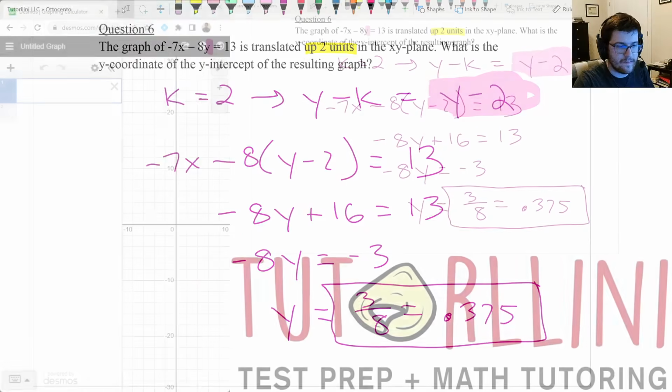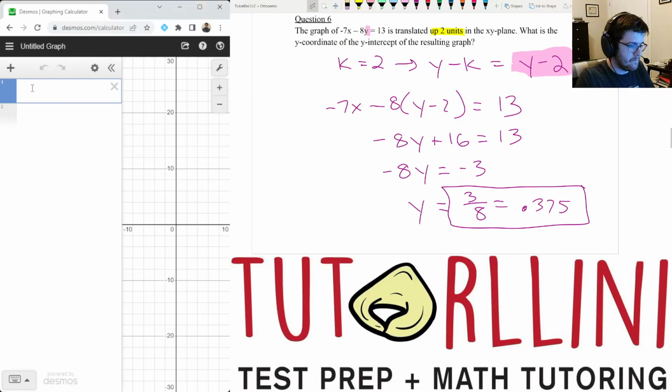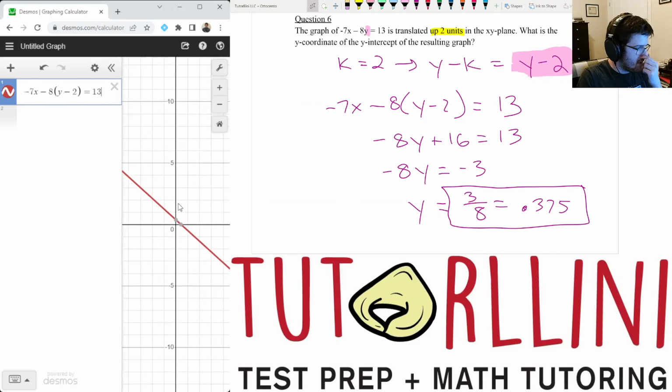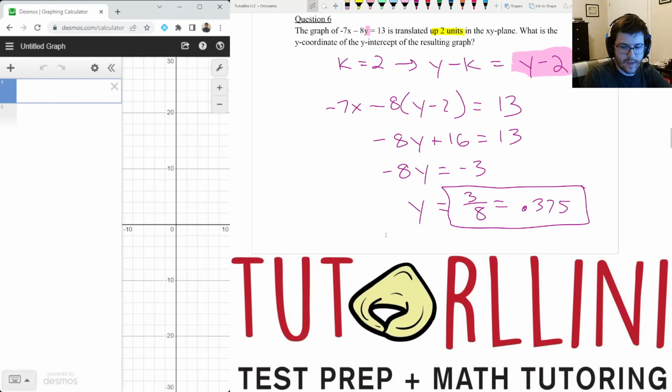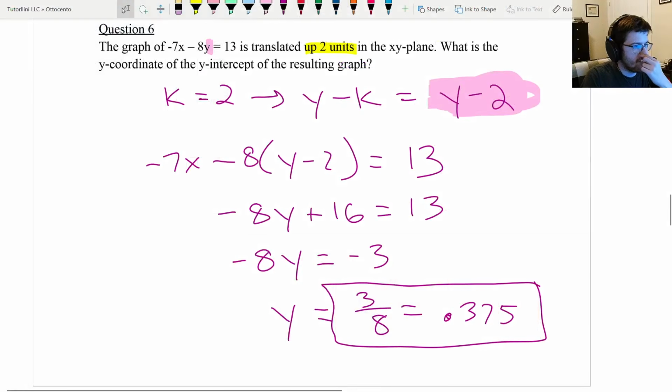Let's check it on Desmos. So negative 7x minus 8 times y minus 2 equals 13. And the y-intercept is 0.375. Okay, great. We did a good job with that. Just double check, k is 2 because it's up, positive 2. Y minus k, that's y minus 2. Then we replace the y with y minus 2. Very good. Okay, doing good here.